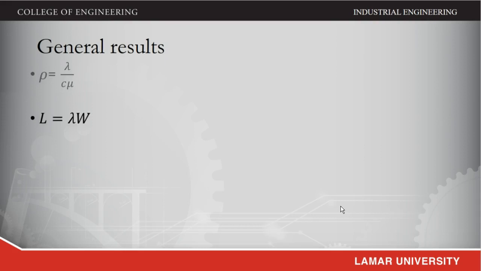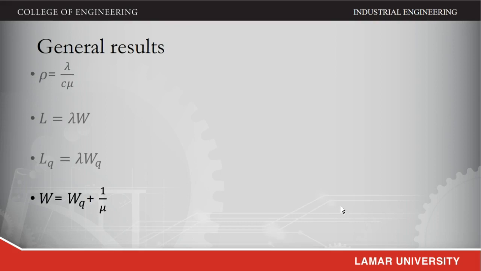L, the number of clients in the system, the total number of people in the system on average, is equal to lambda times W, where W is the average waiting time in the system and lambda is the arrival rate. Similarly, the number of people in the queue is equal to lambda times WQ, which is the arrival rate times the average waiting time just in the queue. Naturally, the time that we spend in the system is equal to the time we spend in the line plus the time we spend being served at the server.